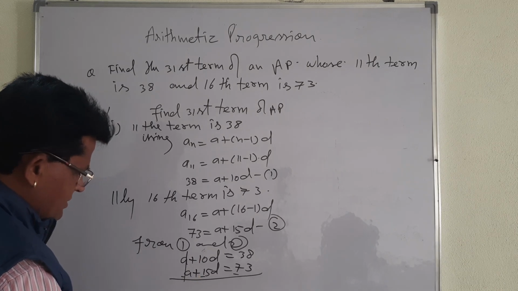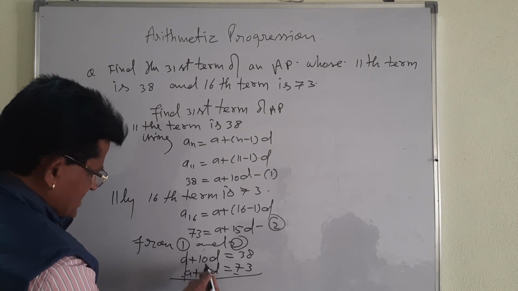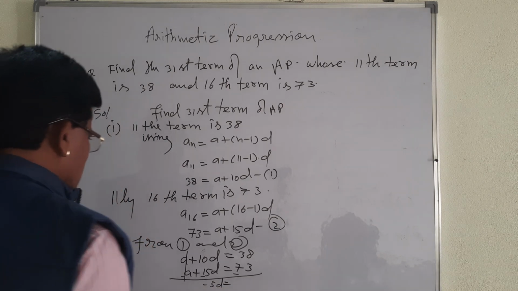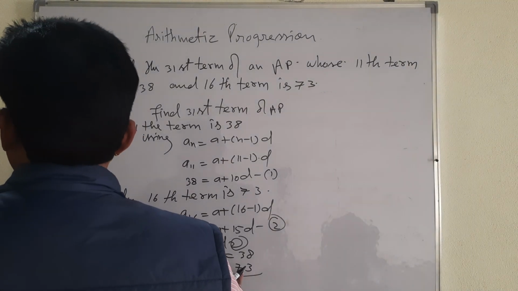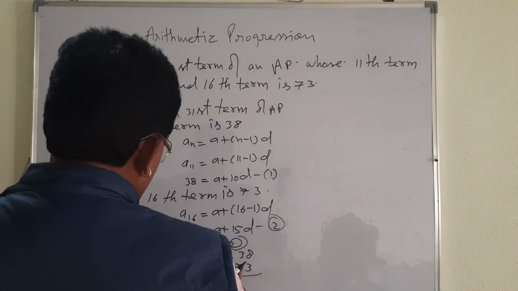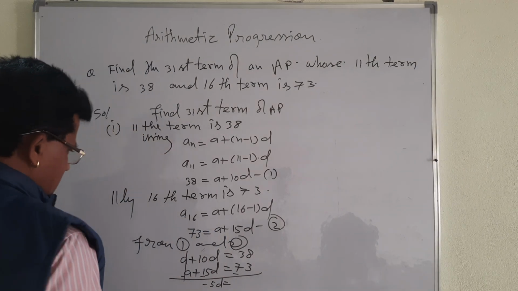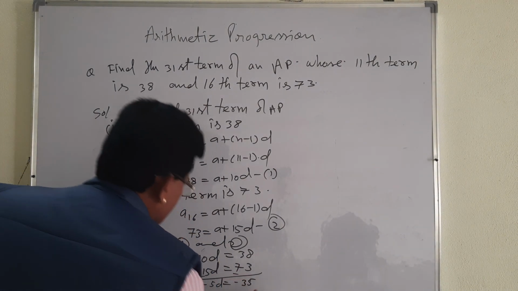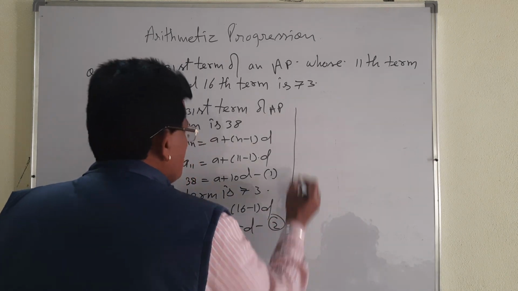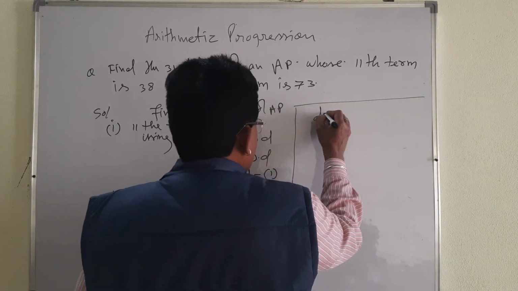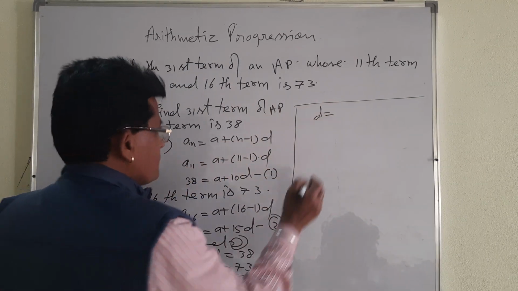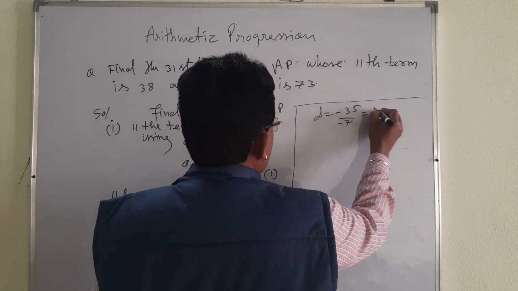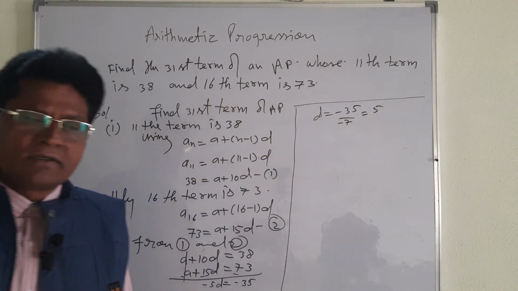A minus A cancels, 0. Minus 15D plus 10D is minus 5D. It will be equal to minus 73 plus 38, I think that will be minus 35. And see how much D you are getting. D will be equal to minus 35 upon minus 5. It will be 7. D will be 7.